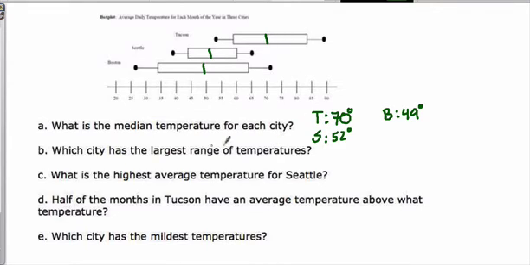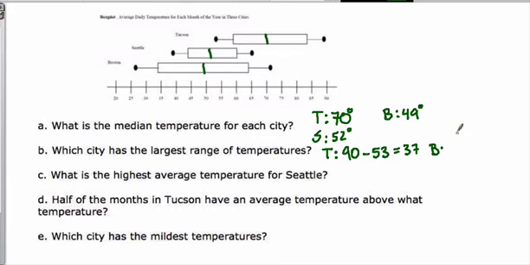Which city has the largest range of temperatures? Clearly not Seattle. That seems to have a smaller range. But let's find out Tucson's range. I would have to subtract. It looks like the hottest temperature is 90, and the lowest temperature, I'm going to call that 53. So subtract 53, and that would give me a range of 37. But I don't know that that's the biggest range. Just by eyeballing it, it looks like Boston's bigger, but I don't know for sure, so I'm going to do the math to find out.